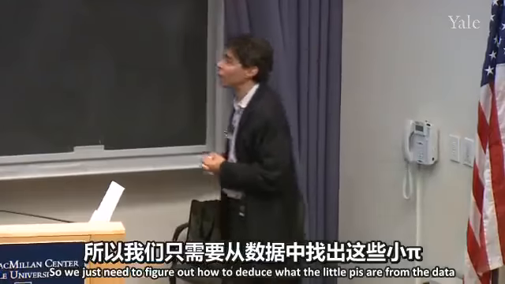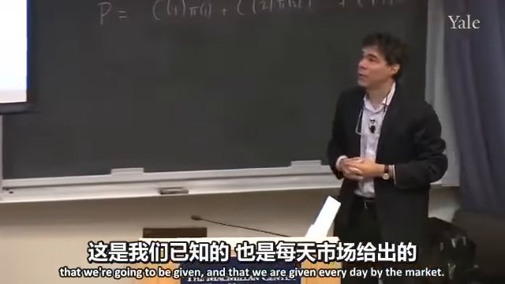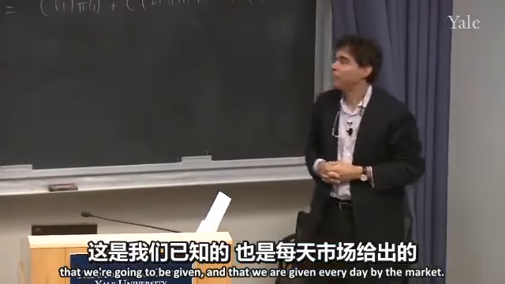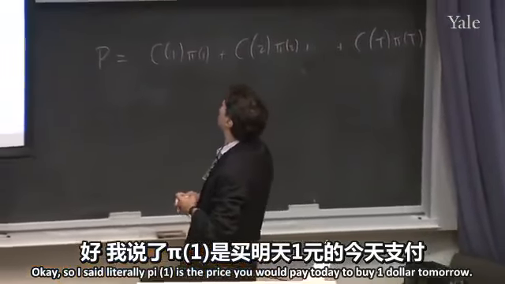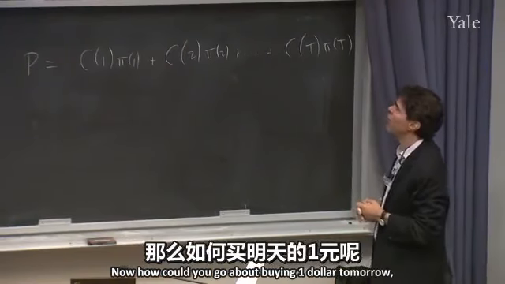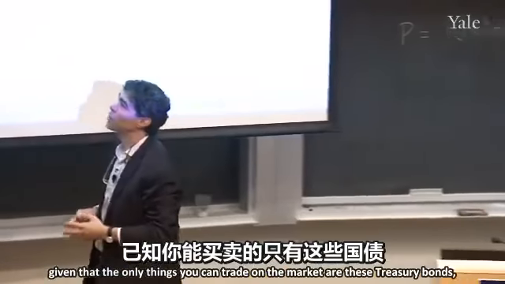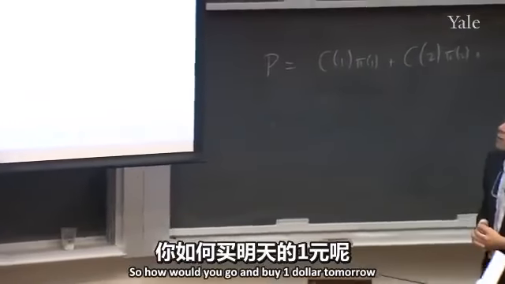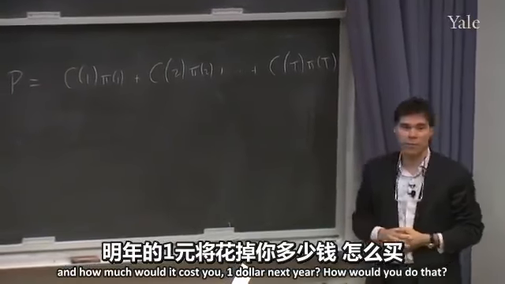So we just need to figure out how to deduce what the little pies are from the data that we're going to be given and that we are given every day by the market. Okay, so I said literally pi 1 is the price you would pay today to buy $1 tomorrow. Now how could you go about buying $1 tomorrow, given that the only things you can trade on the market are these treasury bonds, these government bonds, and I've told you what they pay off and I've told you what their prices are. So how would you go and buy $1 tomorrow, and how much would it cost you?